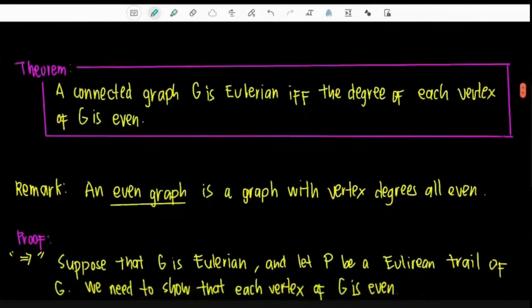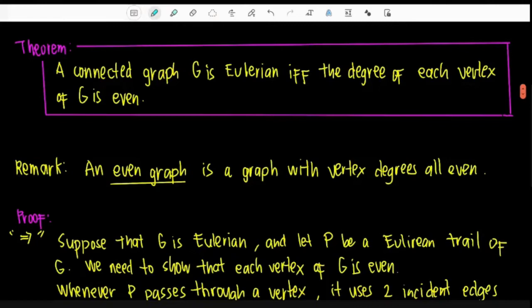Now, we can use this to prove that a connected graph G is Eulerian if and only if the degree of each vertex of G is even. So, this is another strong theorem in determining whether a graph is Eulerian or not. All we need to do is to find the degree of each vertex. And if the degree of each vertex is even, then the graph is Eulerian. An even graph is a graph with vertex degrees all even. So, even graphs are Eulerian graphs.